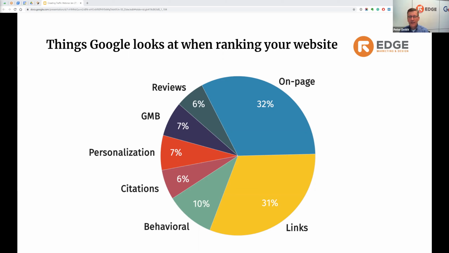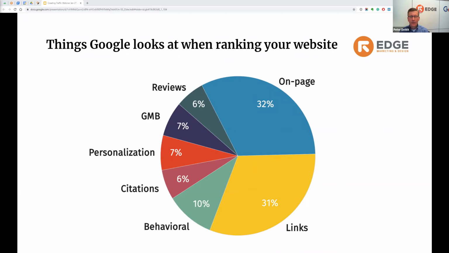Citations is like your listing in different directories, and there's a whole pile of them. Most of them you probably have never heard of, but the reality is that those listings actually are a ranking factor. Like Google actually looks at those to make sure that the information on those platforms is correct.